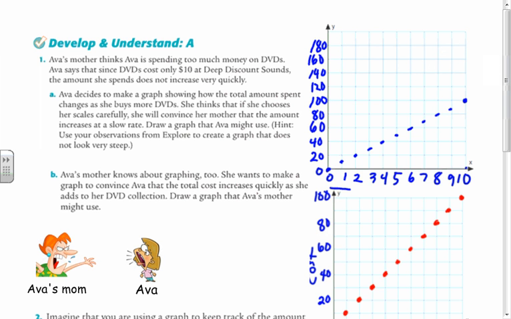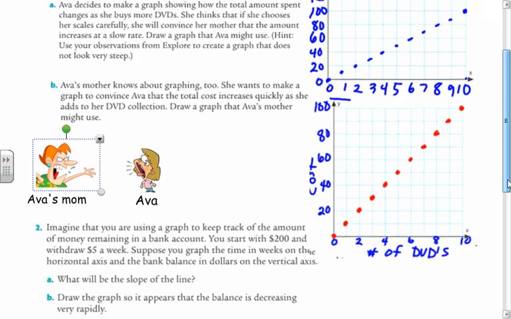So Ava's mom is not very happy about that. All right. But Ava's mom knows a little bit about graphing too. She wants to make a graph to convince Ava that the total cost increases quickly as she adds to her DVD collection. So again, this is the graph that we would have if we went up by ones on the x-axis and tens on the y-axis.